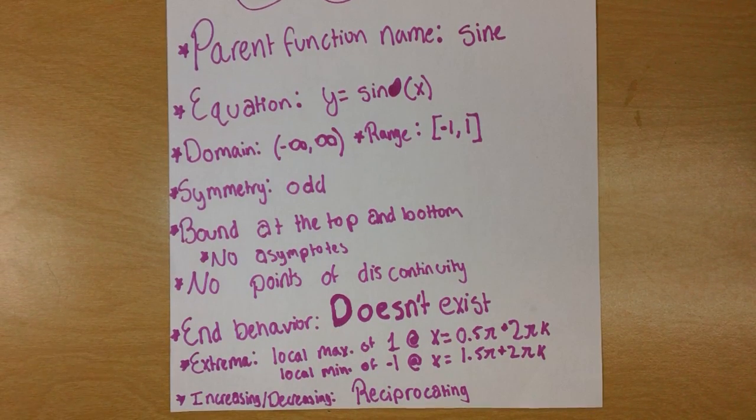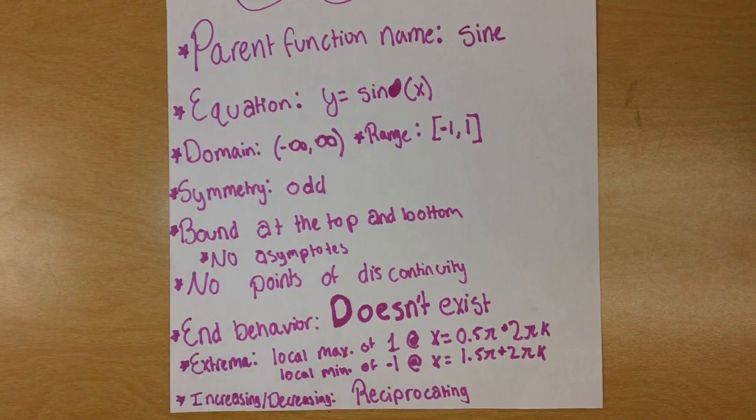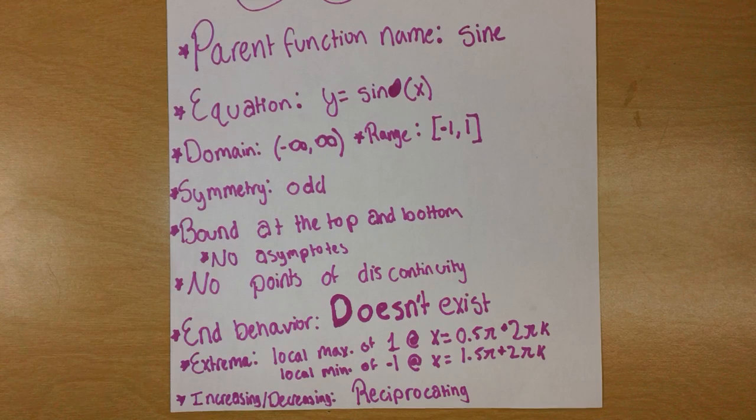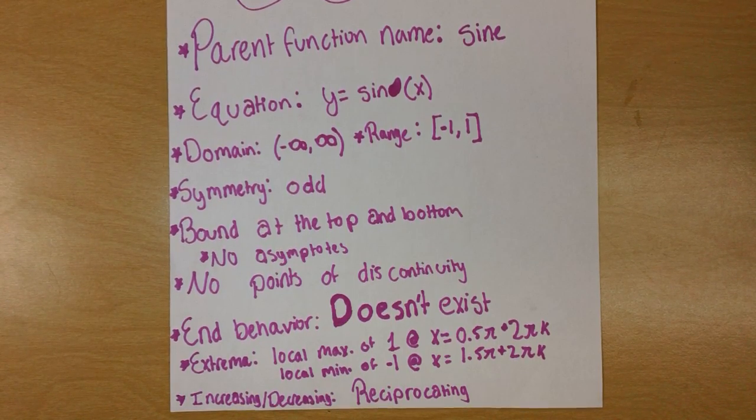The sine graph is bounded below and above. There is a local maximum of 1 at x equals 1/2 pi plus 2 pi k. K is an element of all integers. There is a local minimum of negative 1 at x equals 1.5 pi plus 2 pi k. There are no asymptotes and no discontinuity. The end behavior doesn't exist. The function oscillates between increasing and decreasing.